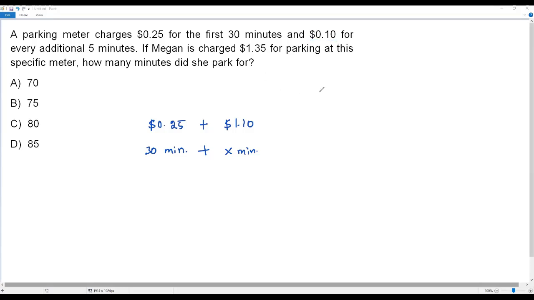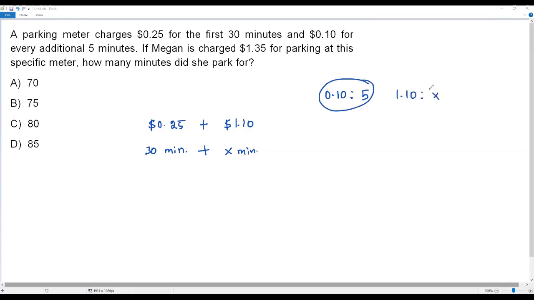The question says $0.10 is charged for every additional 5 minutes. We can write this as a ratio. That is, $0.10 is charged for every additional 5 minutes, so we have 5 minutes of parking for a $0.10 charge. Then how many minutes of parking do we have for this $1.10? We can write this as a ratio too. Already we have assumed the time in minutes for this charge $1.10. That is, for $1.10, we have X minutes of parking.